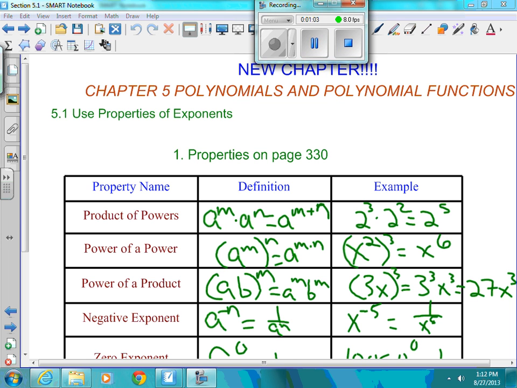So, the first property name that we have, and like I said, we're not going to memorize the properties, but be able to use them. Product of powers is called, and you can see a to the power m times a to the power n equals a to the power m plus n. So if you have the same base, which in this case is the big letter, the big number, then the part that's raised, the superscript variable, that's the exponent or the power. If the base is the same and you're multiplying the bases, you can add the exponents. The example I have over here, 2 to the third power times 2 to the second power equals 2 to the fifth power, because the bases are the same. 3 plus 2 is 5.